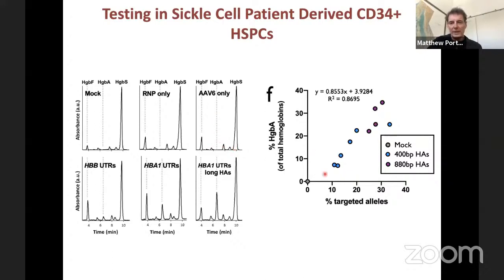And what Kyle was able to show, by measuring the ratio of hemoglobin A to hemoglobin S and plotting it against the percent targeting, is that there was a direct correlation, and you can see the slope is 0.85 or 0.86 between the percent targeting and the fraction of hemoglobin A that is made compared to hemoglobin S. And you can see again with the long homology arms, we're getting more targeting and more hemoglobin A.